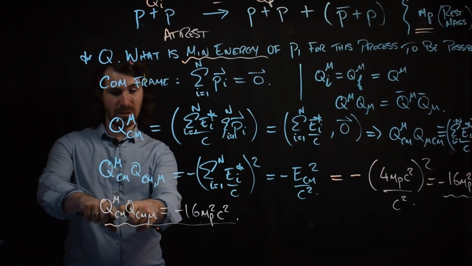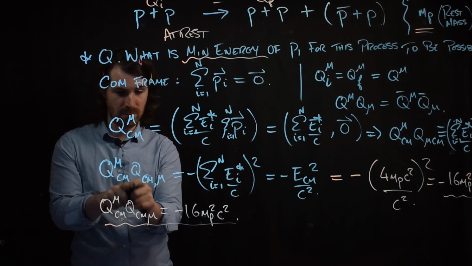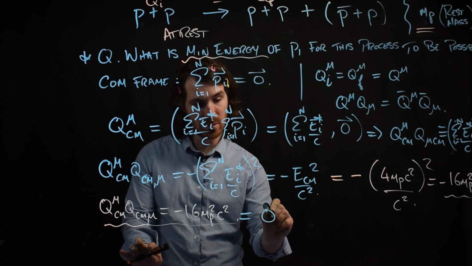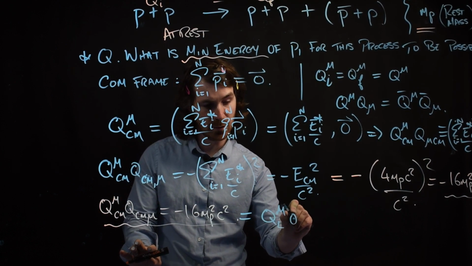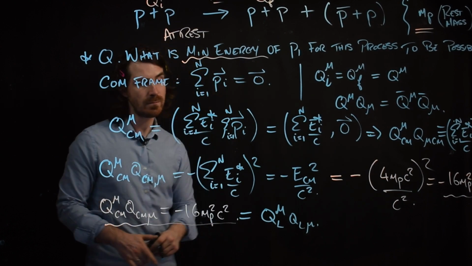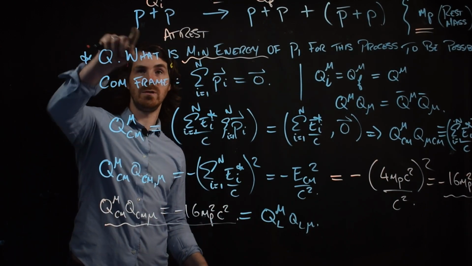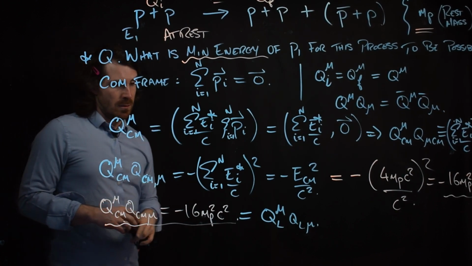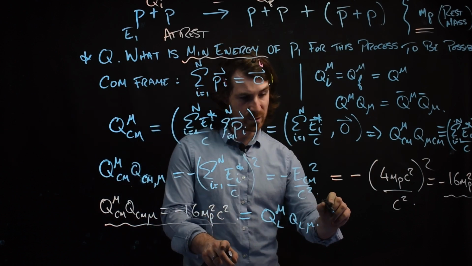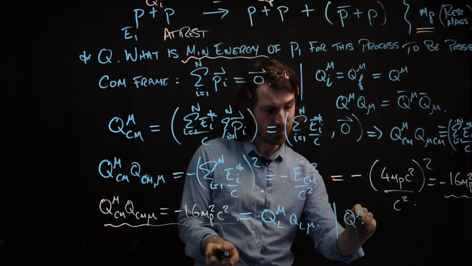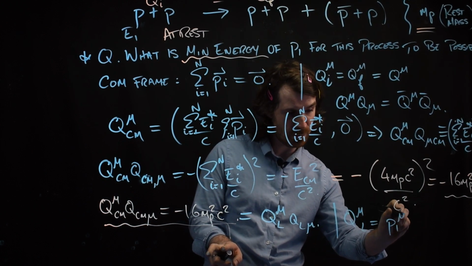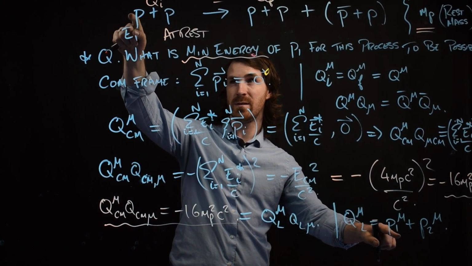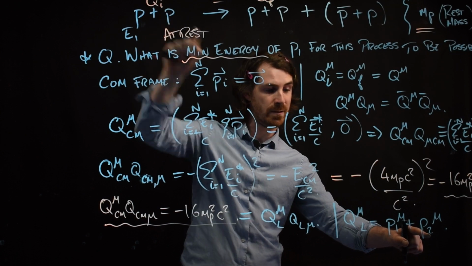But we know that the length of this total four momentum is an invariant quantity. So this must also equal Q mu in the lab frame. Okay, and Q mu in the lab frame contains the energy E1 that we want. So let's make that more explicit. Q mu in the lab frame is P1 mu plus P2 mu, where P1 mu is the four momentum of this thing in the lab frame, and P2 mu is the four momentum of this thing in the lab frame.